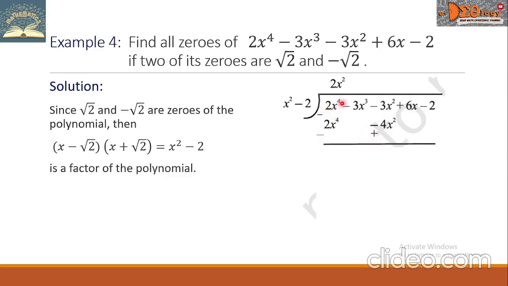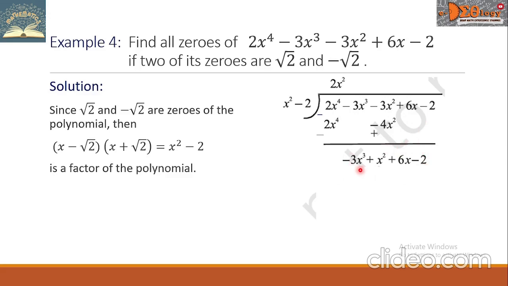The 2x to the power 4 plus negative 2x to the power 4 will cancel out. Then we combine this negative 3x squared plus the positive 4x squared. We will have x squared. Then we bring down the negative 3x cubed, also the 6x minus 2. This is now the new dividend.